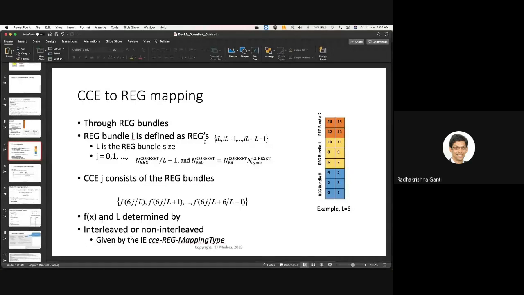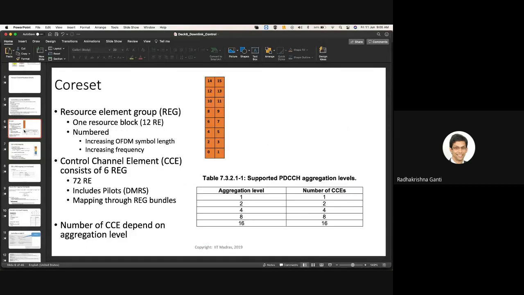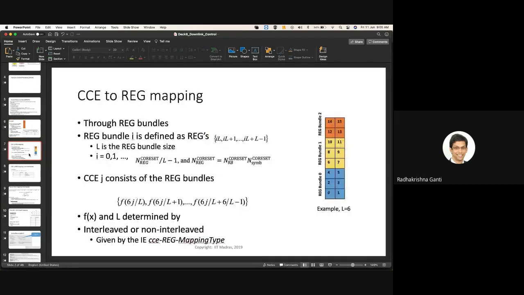So the question now is, how do you map a CCE? Remember, a CCE, a control channel element, always consists of 6 REGs. How do you map a control channel element to one REG bundle or a set of REG bundles? Because an REG bundle may consist of fewer than 6 REGs, you might have to map it to more REG bundles. That depends on whether the mapping is interleaved or non-interleaved.